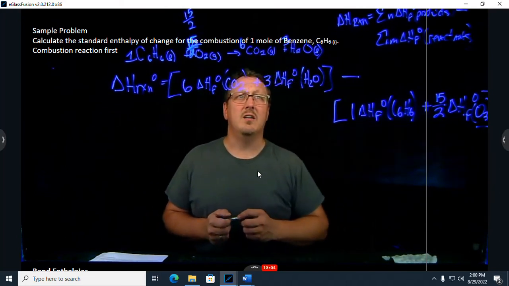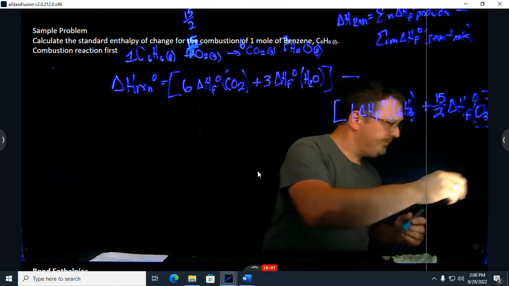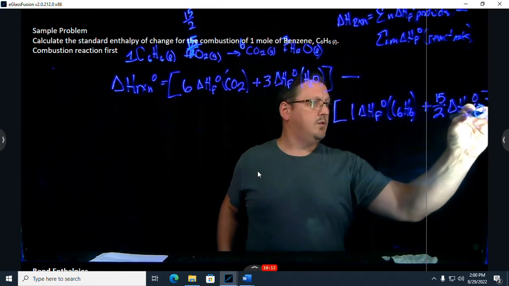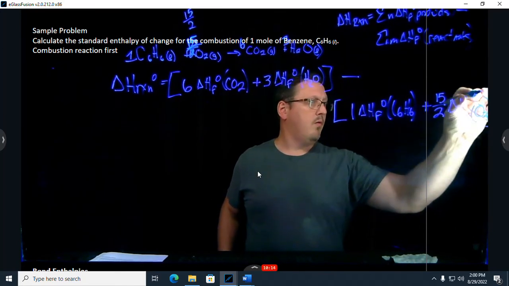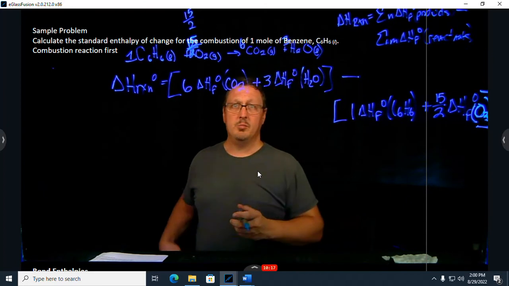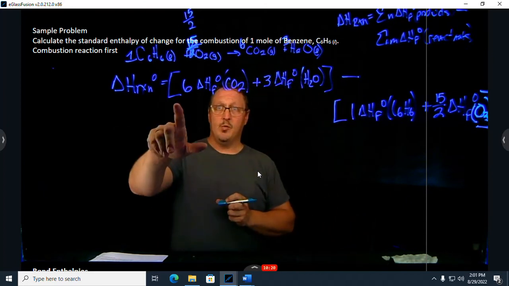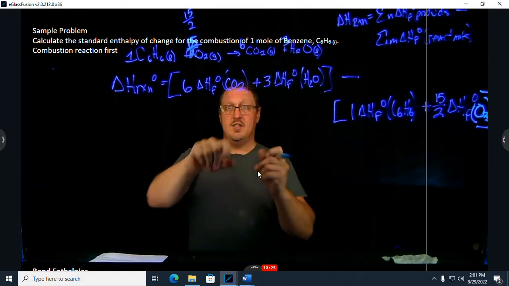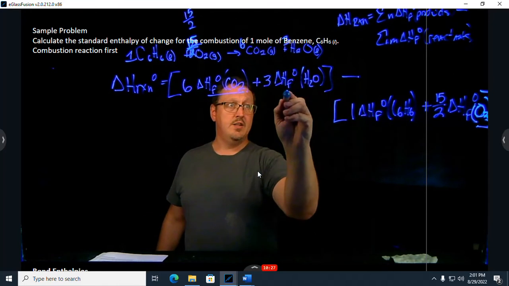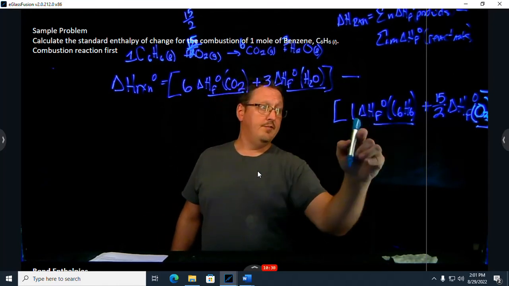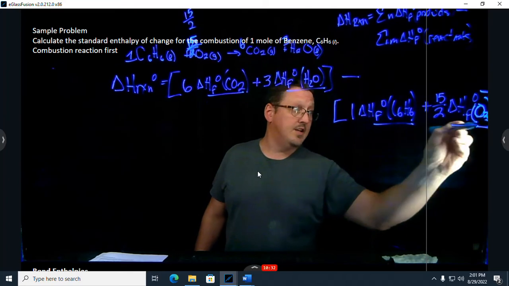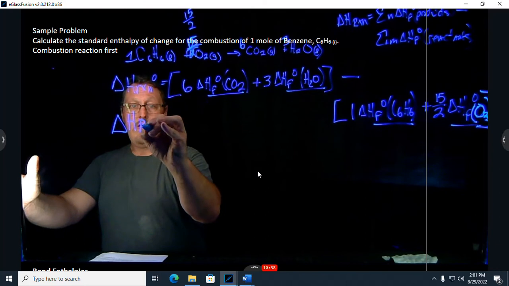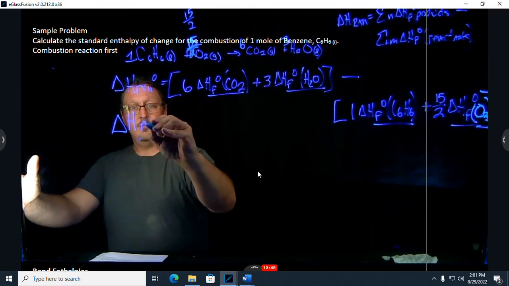Hopefully you can see that. Not very well. Bummer. Pen's probably not happy anymore. Okay, oh, 2. That's a little better. Sorry. So now I have 6, 3, 1, and 15 halves. This HF of CO2, I'm going to look that up. HF of water, I'm going to look that up. HF of C6H6, I'm going to look that up. And HF of oxygen, I'm going to look that up. So now I'm just going to put numbers in, and that'll be what we need.